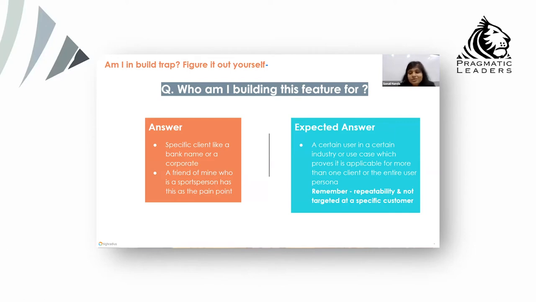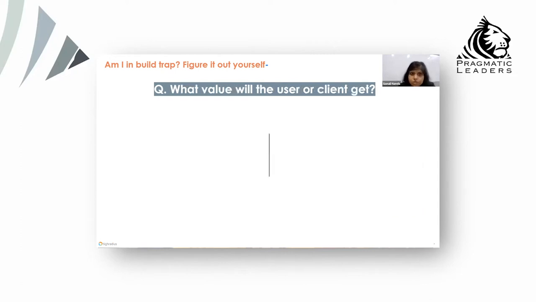Remember, repeatability, and not being targeted at a specific customer, is key here. If there is repeatability of usage across different users for a sizable chunk of users, and you are not fixated on an ask coming from a very specific input like a customer, then maybe you are not in the build trap, as an example. Let's look at the next question.